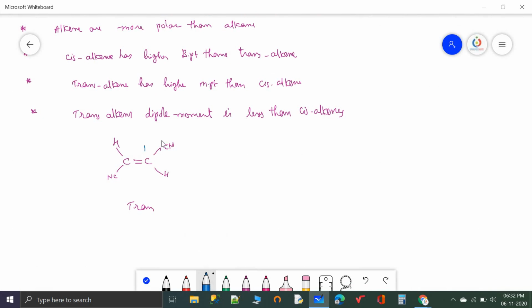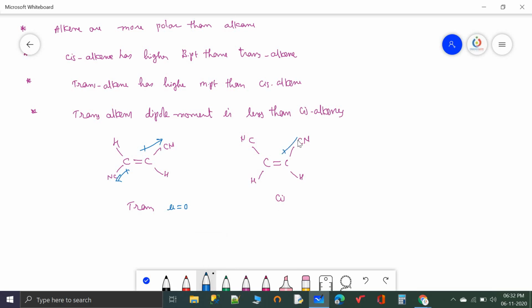So this one takes the bond towards that side, and this particular cyanide group withdraws the electrons from the carbon from this side. So the net force will get cancelled. So the dipole moment mu is equal to 0. But if you take the same molecular formula, that is the cis compound, it will have some net value.